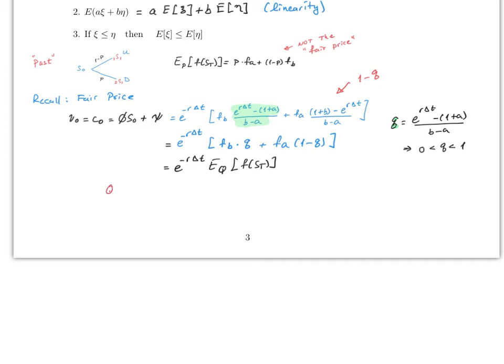So q, which is the new probability, has several names. q is called the risk neutral probability. That's one name. It is also called the risk free probability, and it is also called the implied probability. Okay.